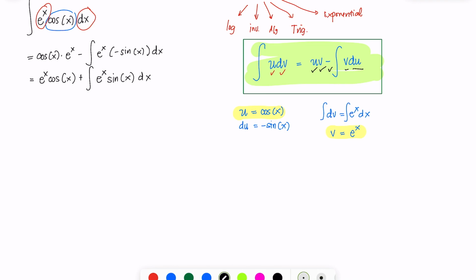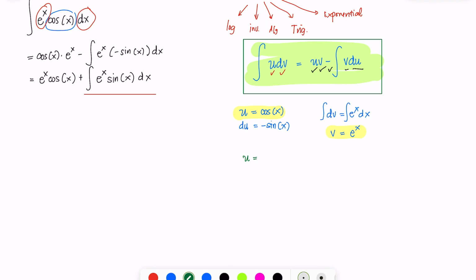Now, this is one of those cases where you have to do integration by parts multiple times, or n times. In this case, notice that this portion of my integral is not that simple. So I will use integration by parts again. The LIATE that we mentioned earlier still holds in this case. So the order for u is still logarithmic, inverse, algebraic, trigonometric, and exponential.